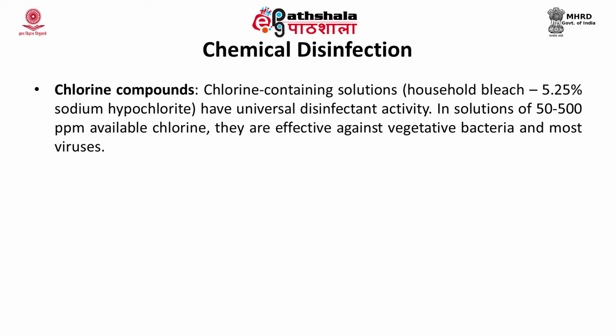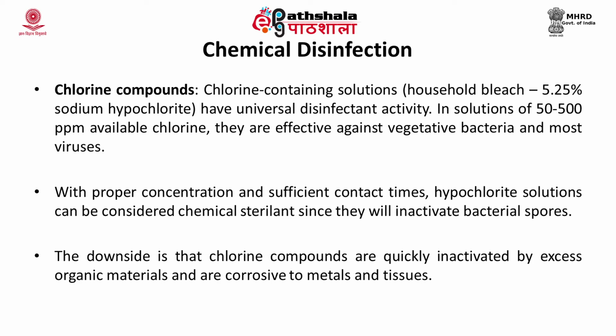The chlorinated compounds like the household bleach, which is 5.25% sodium hypochlorite, are universal disinfectants, and with proper concentration and sufficient contact time, this hypochlorite solution can be considered a chemical sterilant since it can even inactivate the bacterial spores. The disadvantage of the chlorine compounds is that they are quickly inactivated by the presence of organic material and they are corrosive to metals and tissues.